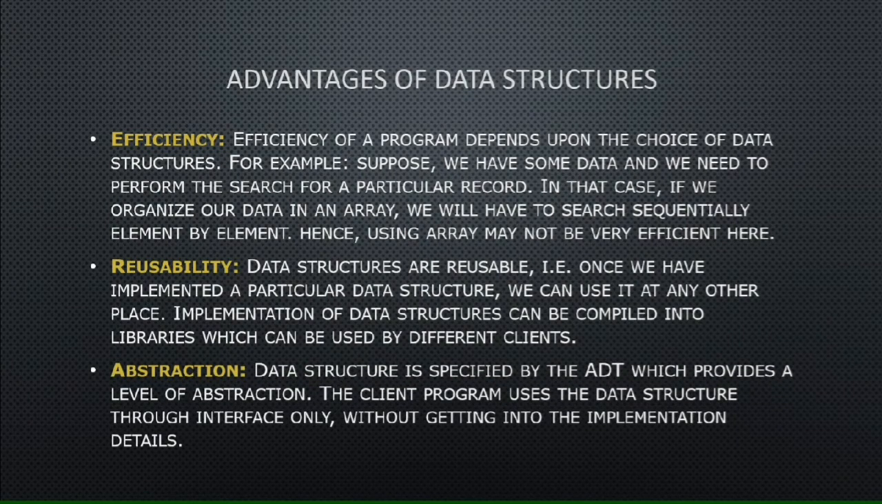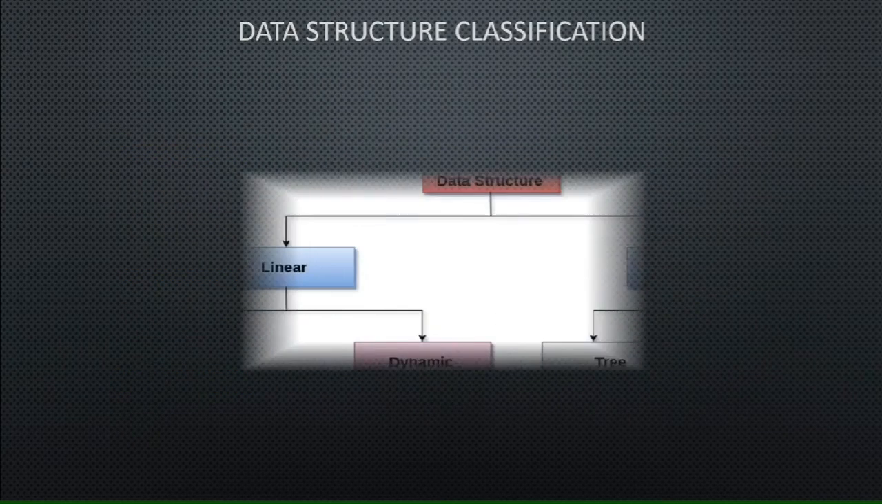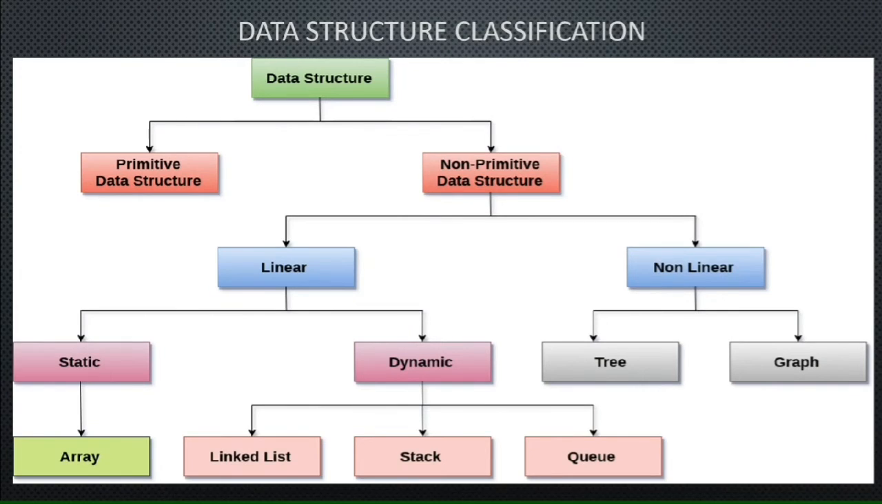Data structure is specified by the ADT, which provides a level of abstraction, which means the client program uses the data structure through interface only, without getting into the implementation details. Now let us have a look at the data structure classifications. Data structures are mainly classified into two types, namely primitive data structures and non-primitive data structures. In this video series, we will look at non-primitive data structures.